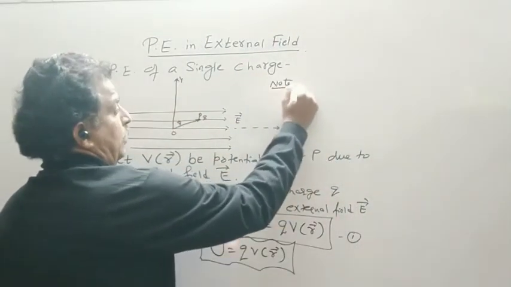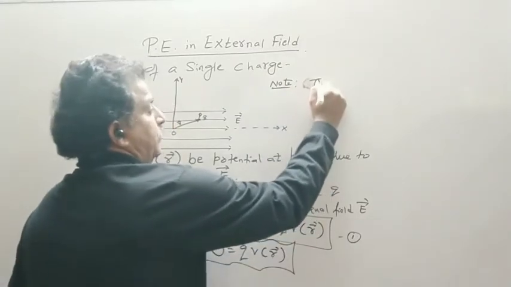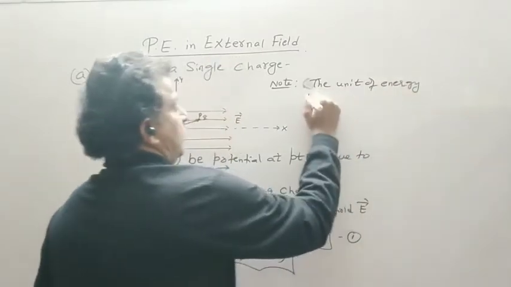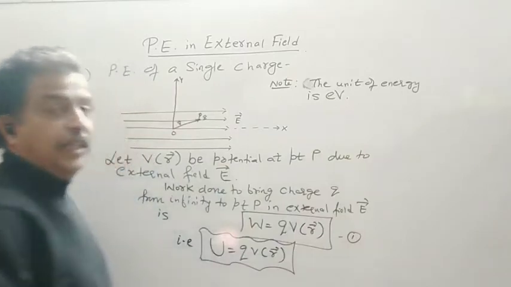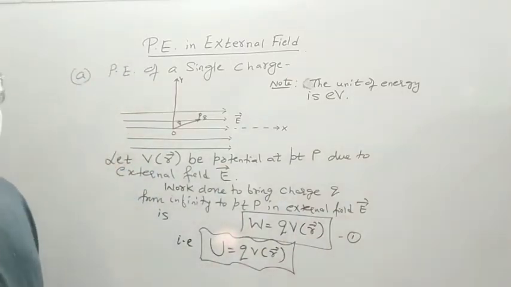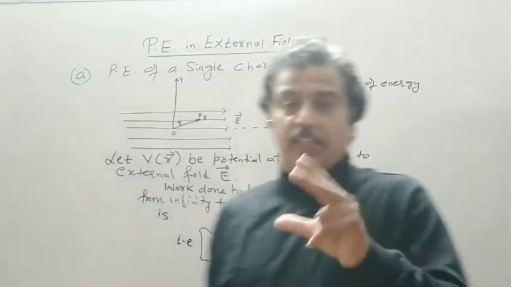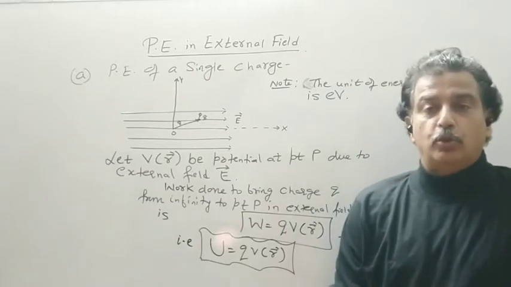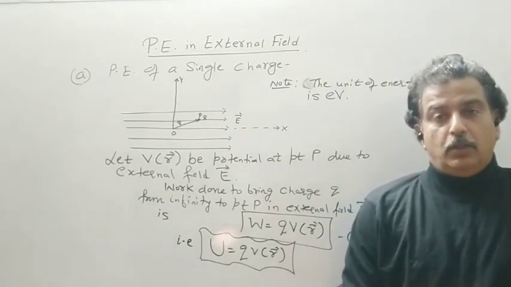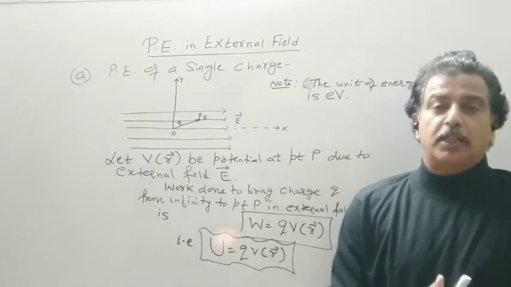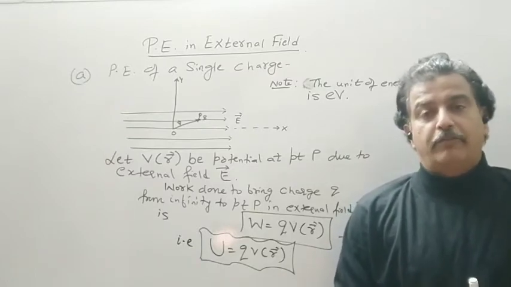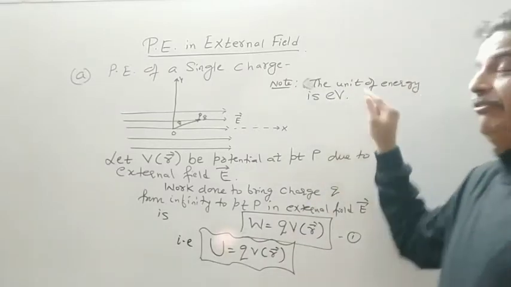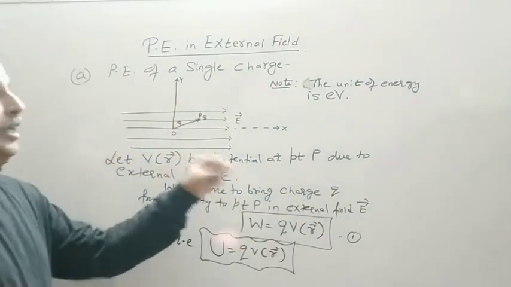Note, the unit of energy is eV, that is electron volt. Now if there is a potential difference of 1 volt, an electron will be accelerated from low potential to high potential, or the energy gained by an electron due to a potential difference of 1 volt is called an electron volt, or 1 eV, that is 1 electron volt.